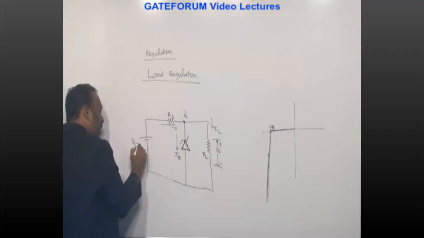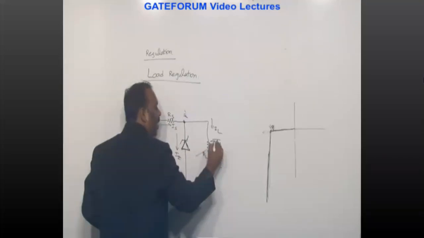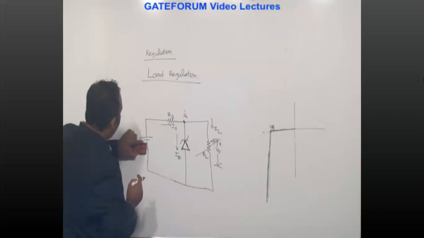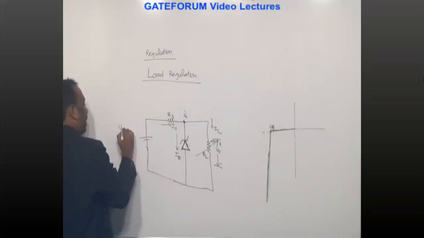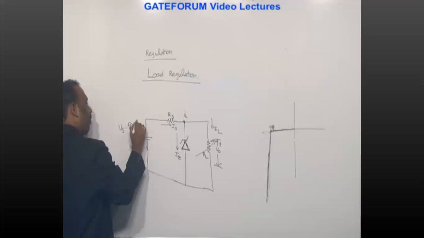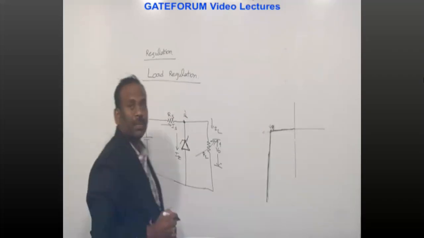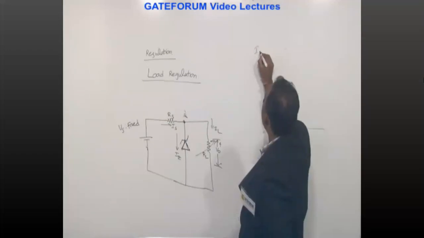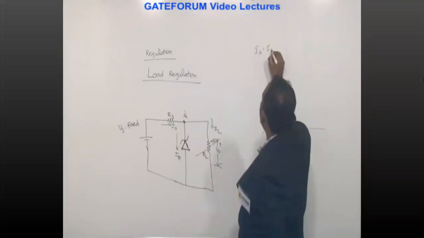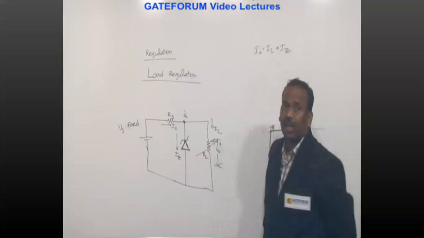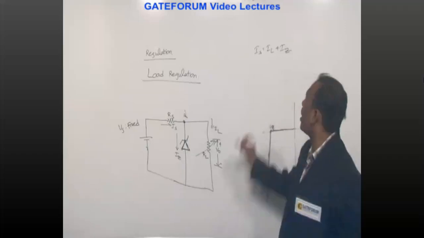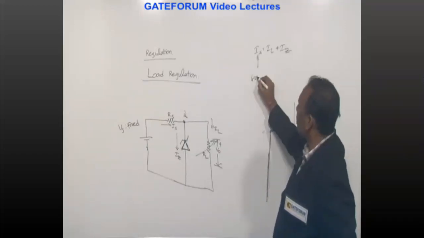Here now VS is fixed. VS is a fixed value. The RL value is changing. Then apply KCL at this node once again. IS is entering, IL is leaving, IZ is leaving. Now, since VS is fixed, the current flowing through RS is fixed. Therefore, this IS is fixed.